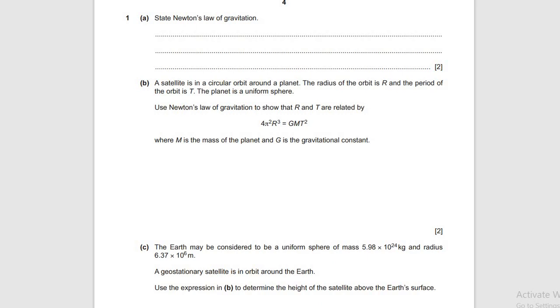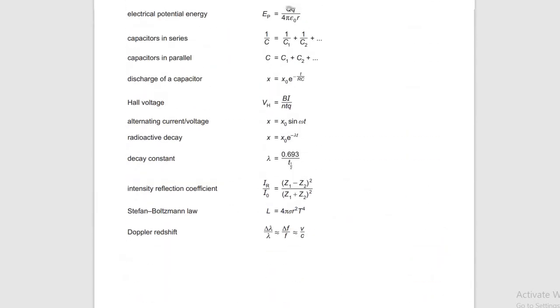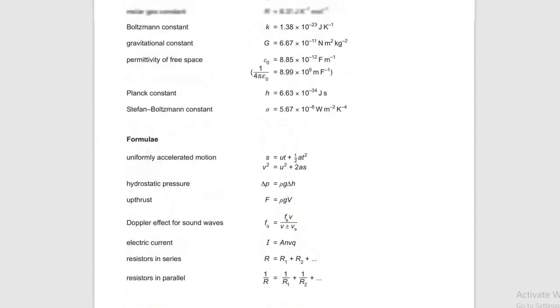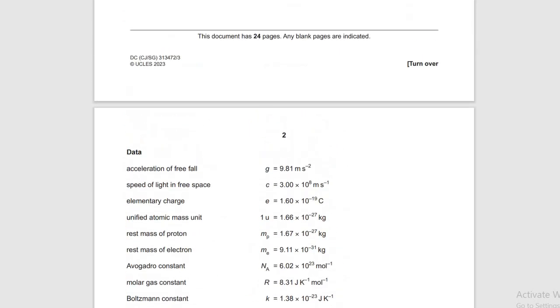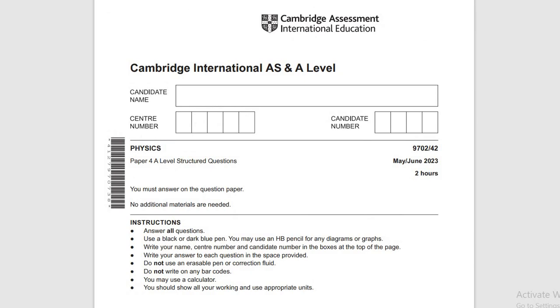Today we shall be looking at physics paper 4, variance 2, May June 2023, Cambridge A level examination, physics paper 4 variance 2.